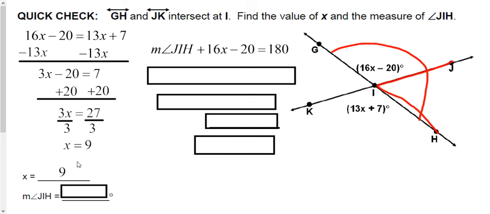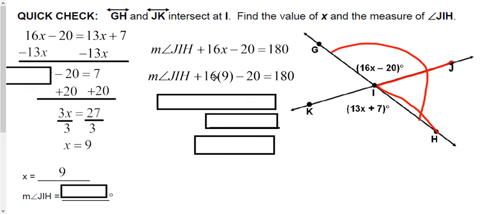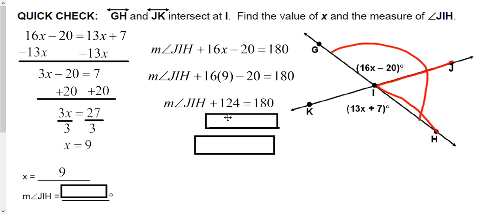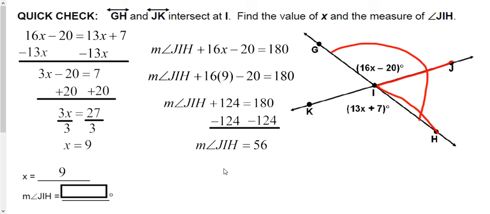So we'll substitute our x number 9 in there for the x in the 16x. Simplify that there. 16 times 9 minus 20 is 124. You might want to check me on that. Subtract the 124 from both sides and we get the measure of that angle, JIH equals 56.